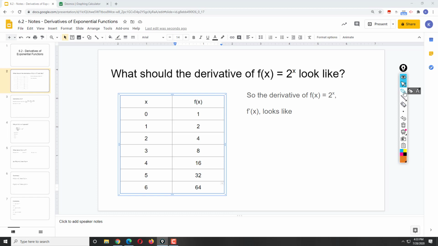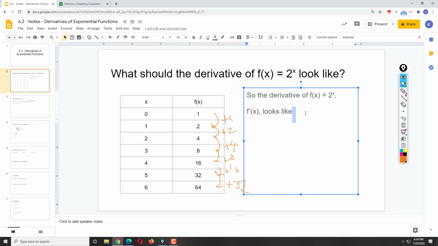From 0 to 1, the change is 1. From 1 to 2, the change is 2. From 2 to 3, the change is 4. And then 8. And then 16. And then 32. And so forth. So the derivative of f of x equals 2 to the x should look like 2 to the x itself. It looks like it. It also is doubling.